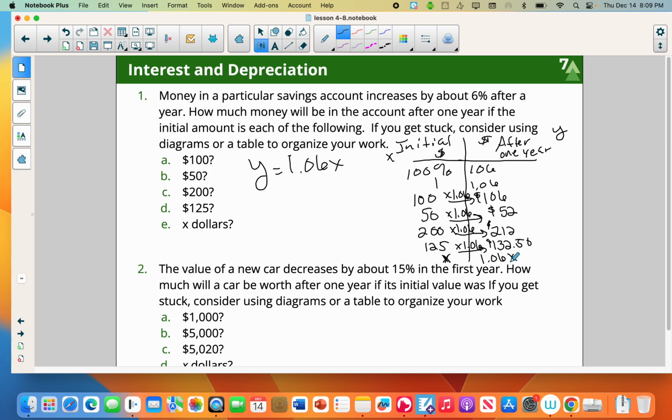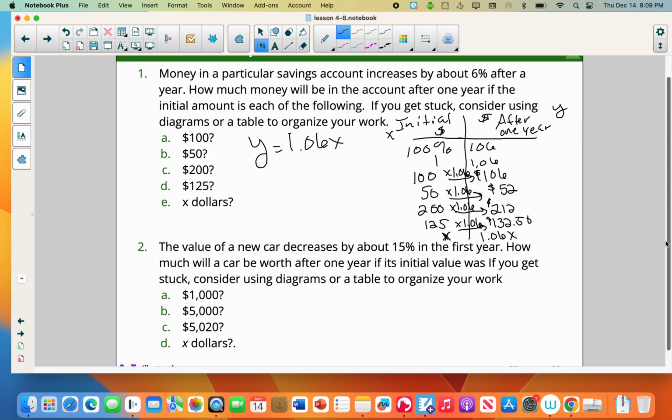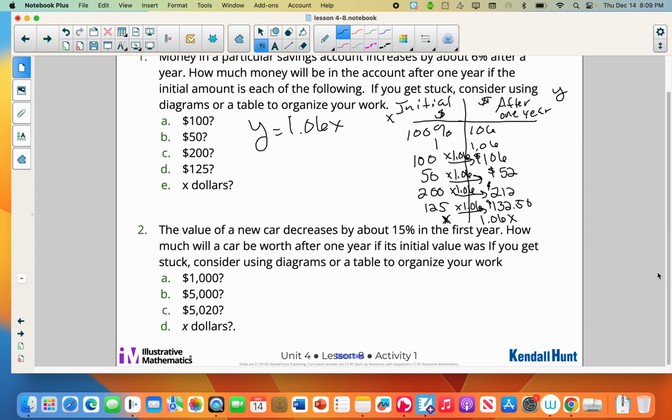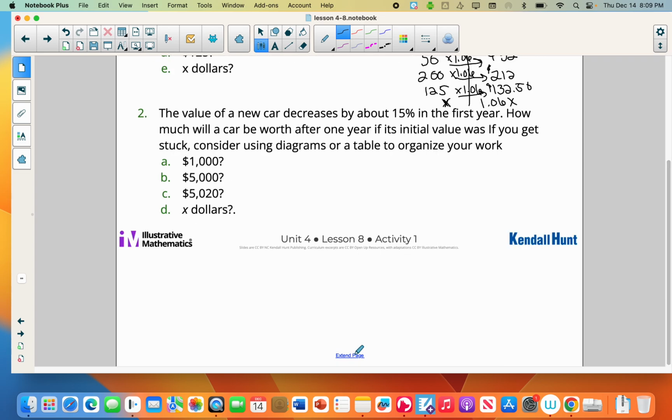The value of a new car decreases by about 15% the first year. How much will a car be worth after 1 year if its initial value was the following? If you get stuck, make a diagram. So again, I'm just going to go ahead and start with my table. So we have the original amount, and we have our decrease amount.